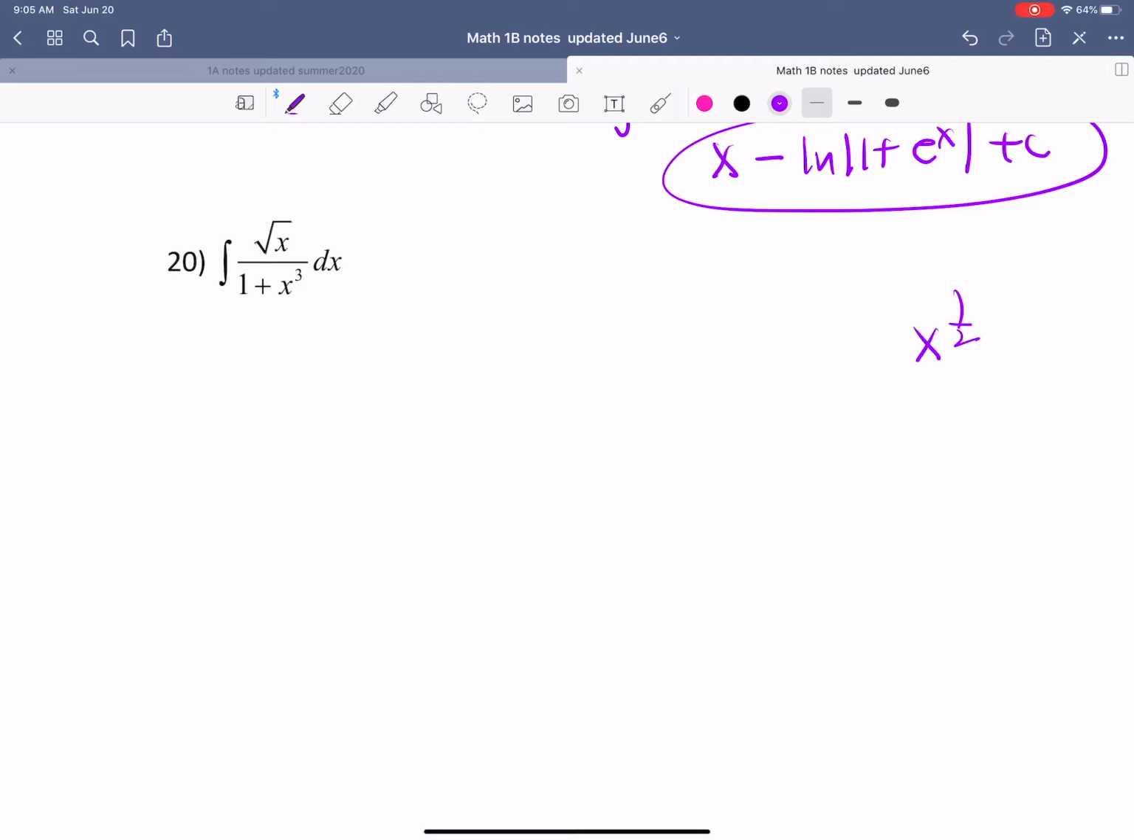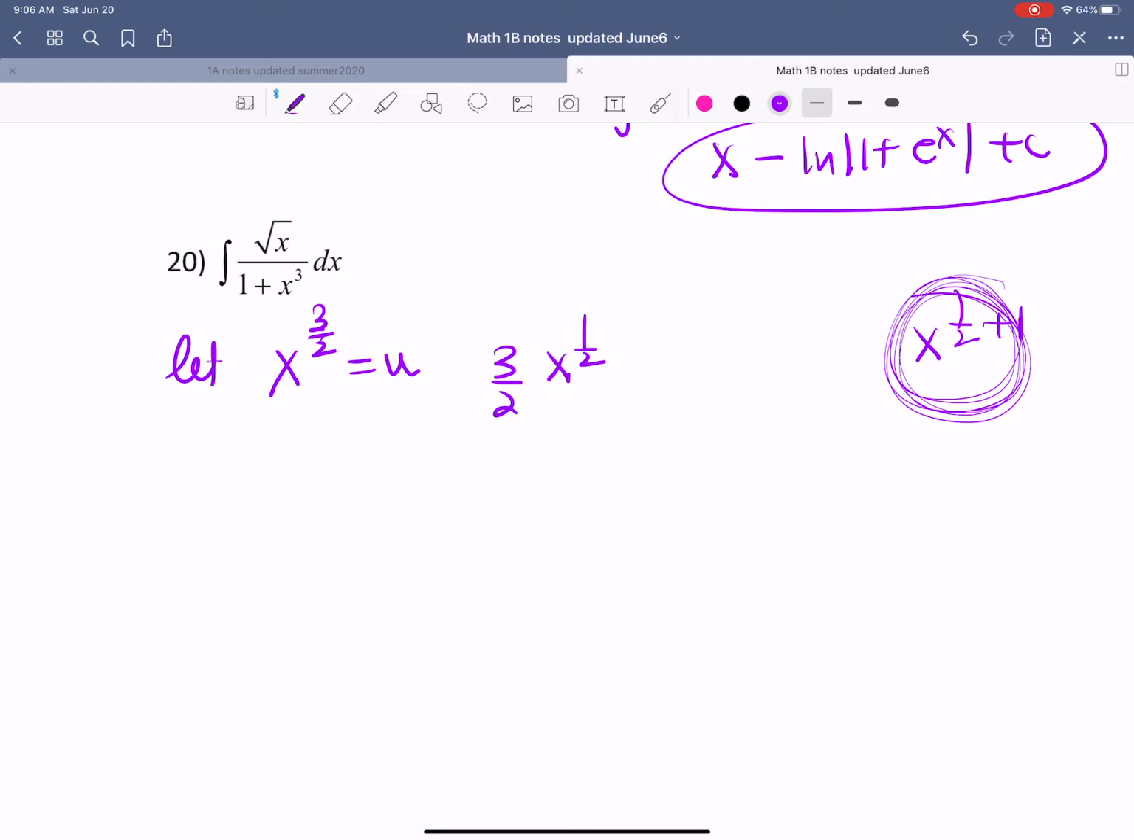When I do the derivative, I should be coming up with x to the power 1/2. So I need to start with one more than this power, so that when I do the derivative, I have that numerator. So what I'm going to do is let x to the power 3/2 be u. 3/2 x to the power 1/2 dx is du.